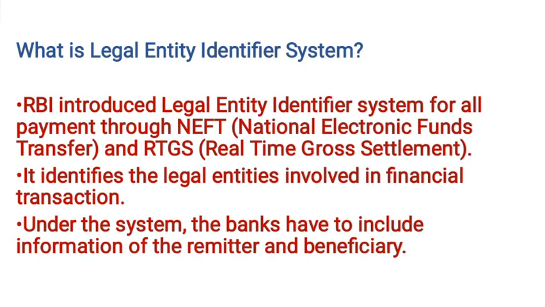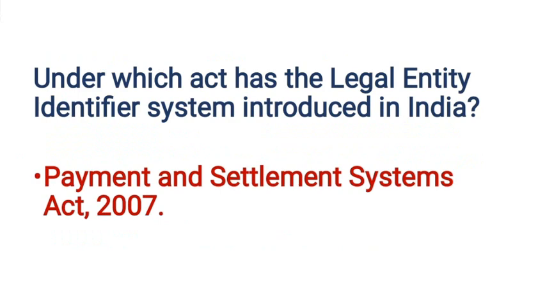Further, the system is being introduced to identify the legal entities involved in financial transactions, and the central bank has adopted it to improve the quality and accuracy of financial data systems. Under the system, banks have to include information of the remitter and the beneficiary. Under which act has the Legal Entity Identifier System been introduced in India? It is introduced under the Payment and Settlement Systems Act 2007.